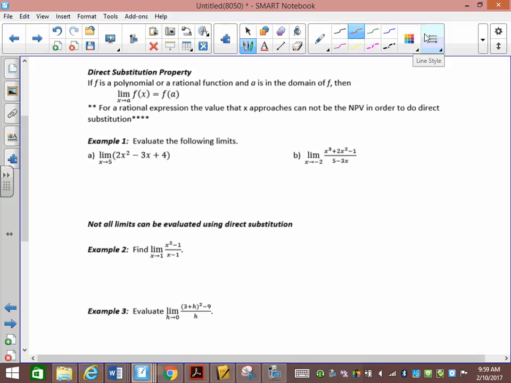Example 1, evaluate the following. If I have 5, and this is a continuous function, it's just a quadratic, right? If I fill in the value of 5 and I get f of 5, whatever that value is, my limit's going to approach that on both sides because it's a continuous function. So I can just do direct substitution. I can just fill it in and get an answer. So I'm going to go 2 times 5 squared minus 3 times 5 plus 4. So I get 50, 25 times 2, 50, minus 15 plus 4. And so you should get 39.